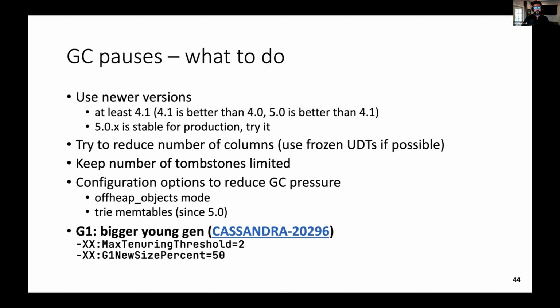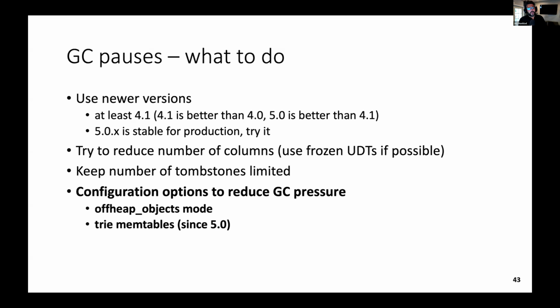Yeah, I agree with the try memtables and off heap objects make a humongous difference. Even if you're using G1 GC, you'll see a huge drop in your P99 latency.